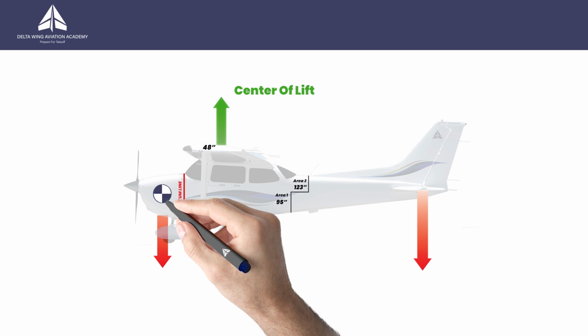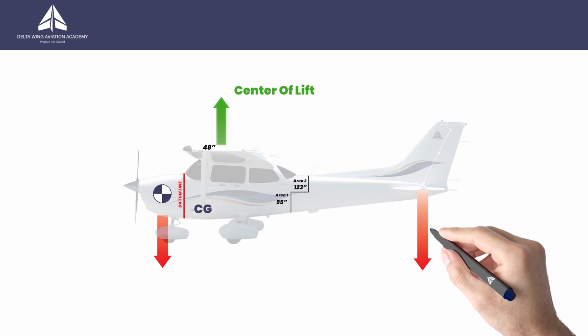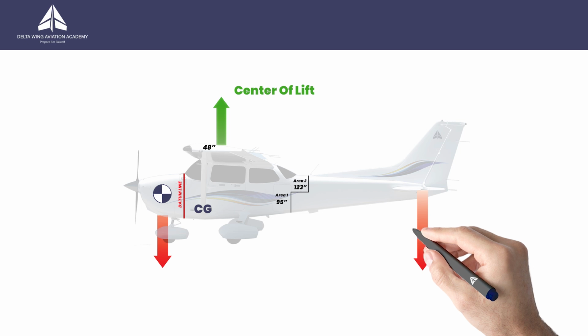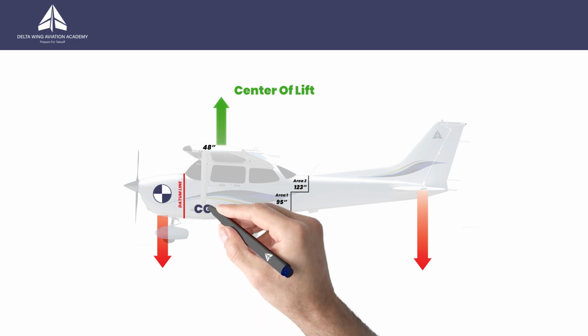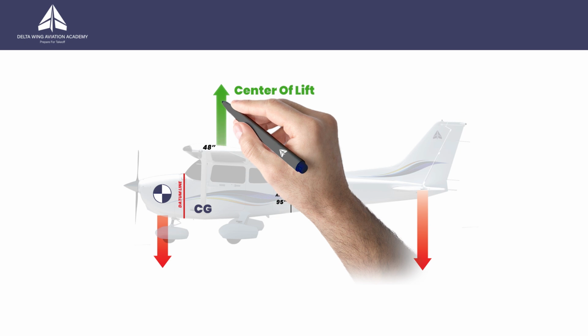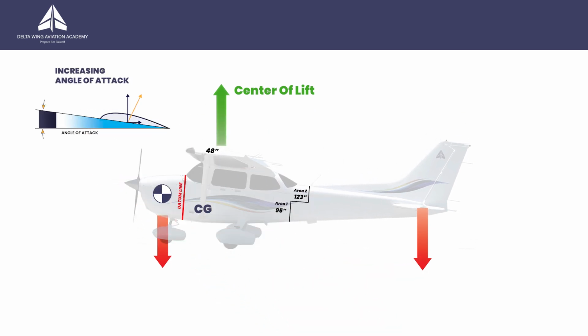With the center of gravity further forward, more downforce from the horizontal stabilizer is required. That means the downward acting forces have increased and the weight of the airplane has effectively increased. So if we don't want to lose altitude, we're going to have to increase the lift to balance that out. And how do we do that? By increasing the angle of attack. And this has a couple of effects.